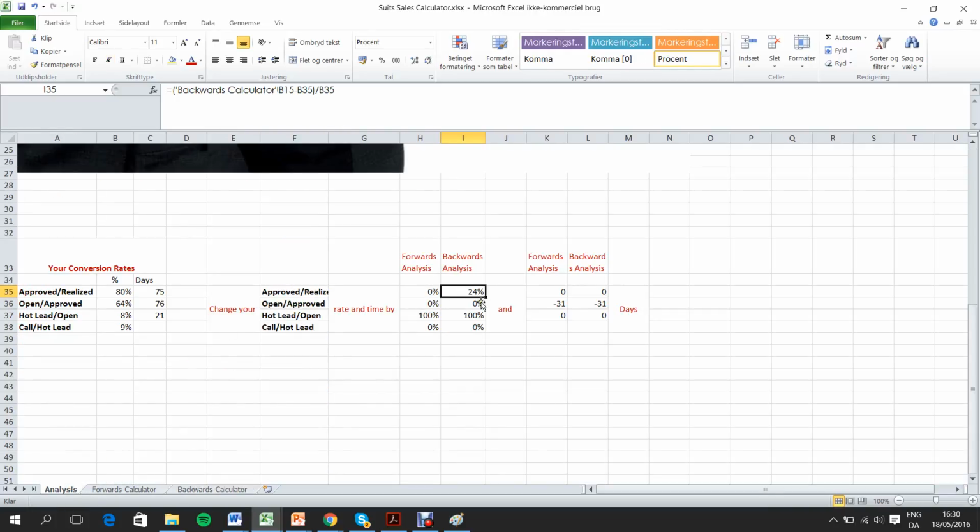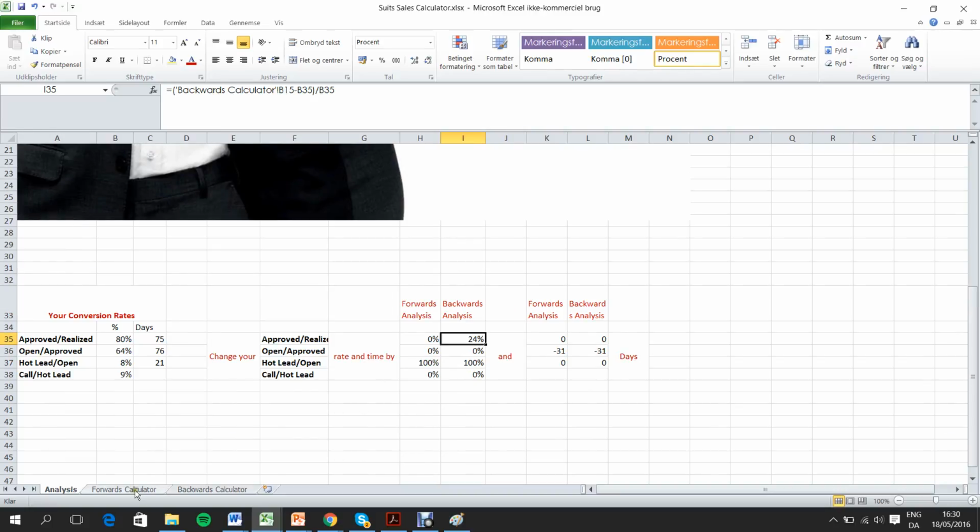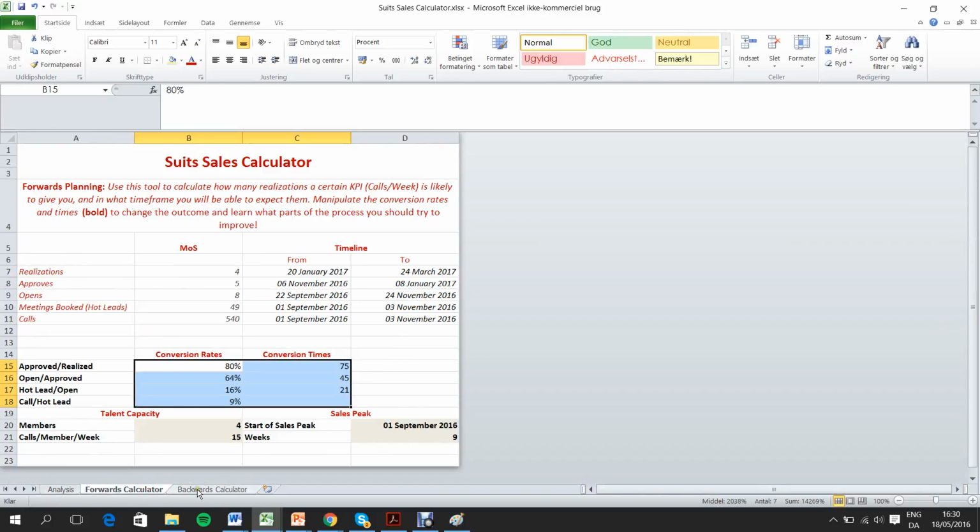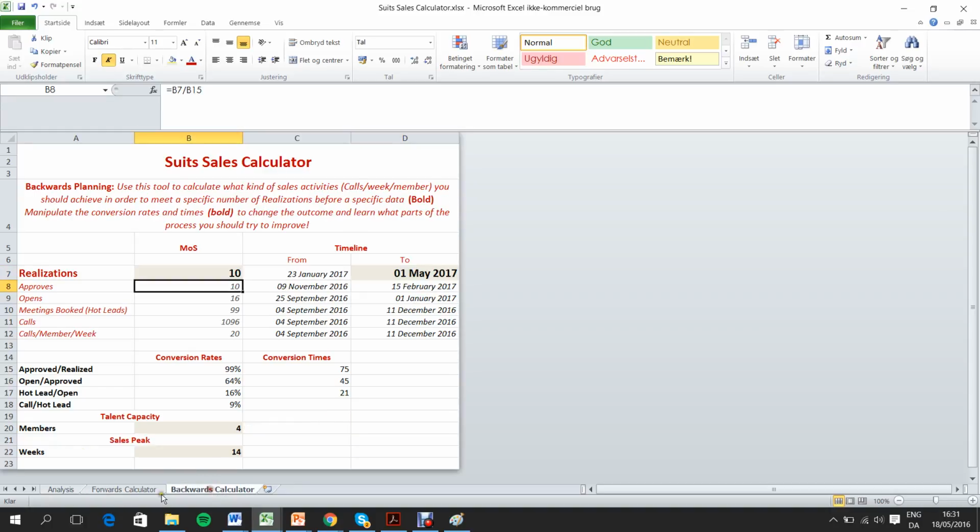But basically the idea is, these are different tools that can help you look at the numbers and help you see, okay, how can I actually make this stuff happen? So in this plan, if I go with this, I'm having a 9-week sales peak with KPI 15, 4 members, and I'm getting 4 realizations by March. In this plan, I have 4 members over a 14-week sales peak. They're doing 20 calls per week, and I'm getting 10 realizations by the 1st of May.